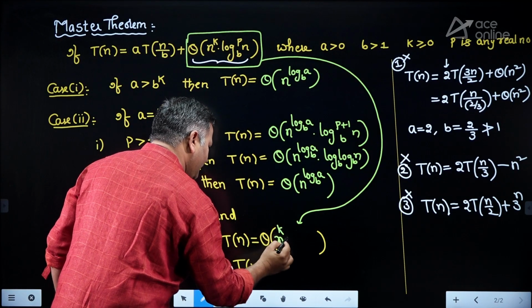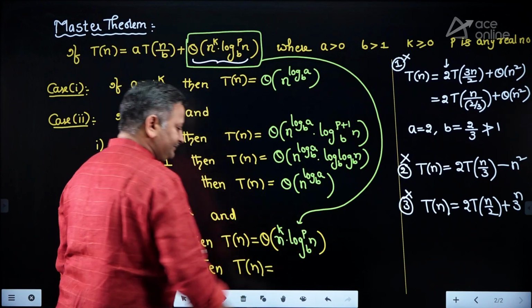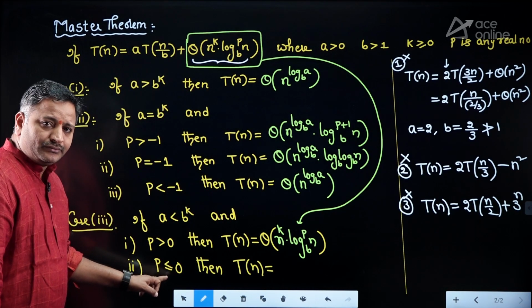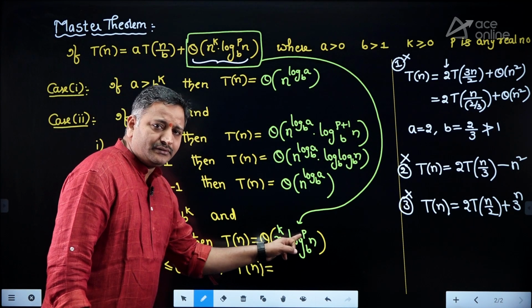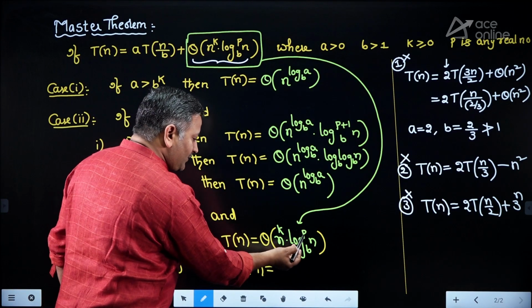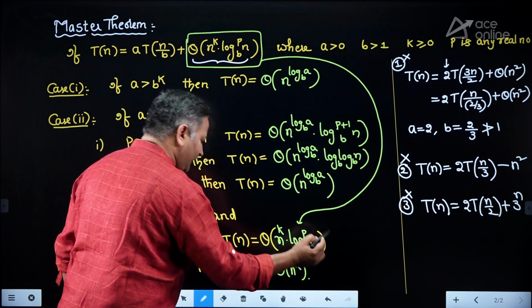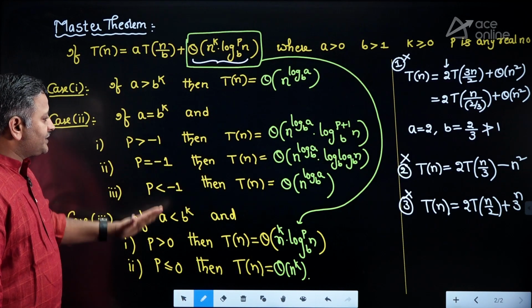N to the power of k into log to the power of p n to the base b. Right, friends? Suppose p is less than or equal to 0. P less than or equal to 0 means, put simply, p equal to 0, because it is taking less than or equal to 0. How do you remember this one? Simply put p equal to 0. If you put p equal to 0, you will get theta of n power k. Clear? So these are the different cases in master theorem, friends.